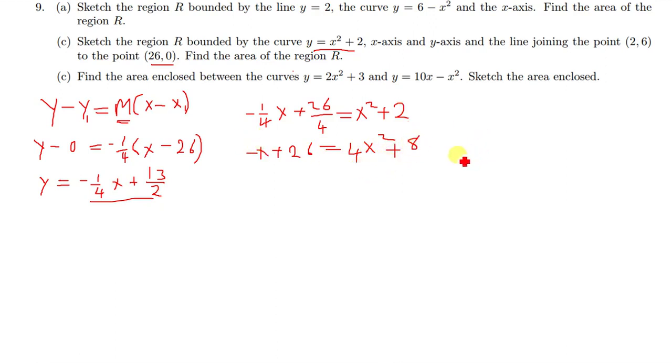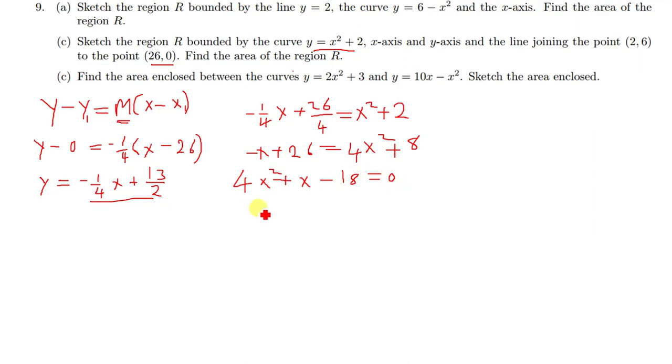So we can take all these to the other side of the equal sign, which implies that we're going to have 4x squared plus x, and then we'll have 8 minus 26, which is -18. Then everything will now be equal to 0.